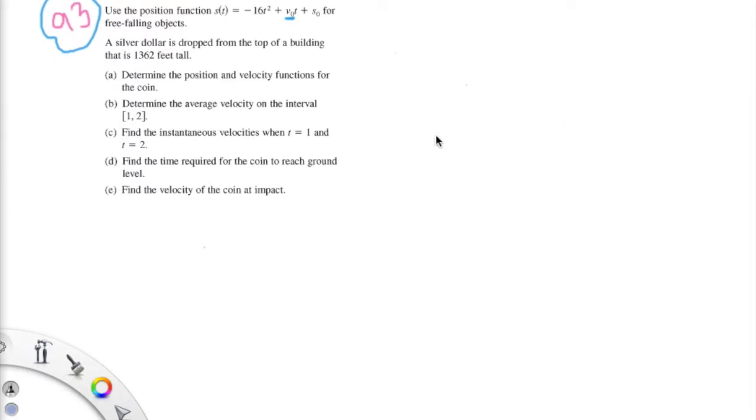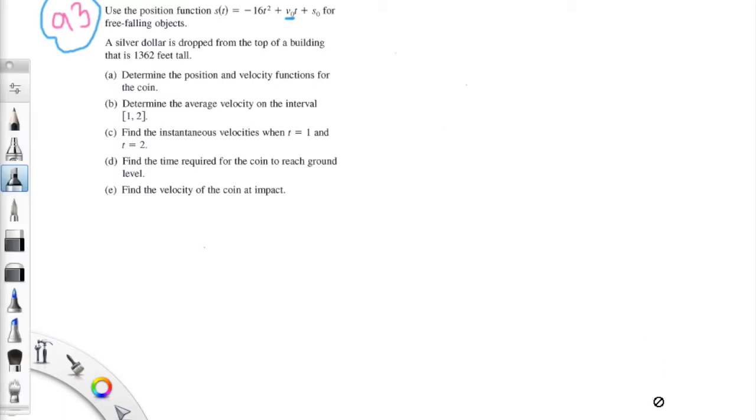Alright, so part B. Determine the average velocity in the interval 1, 2. Well, when you're determining average velocity, you just find the secant line between the two endpoints on the position formula graph. So you would just take the slope of that line.